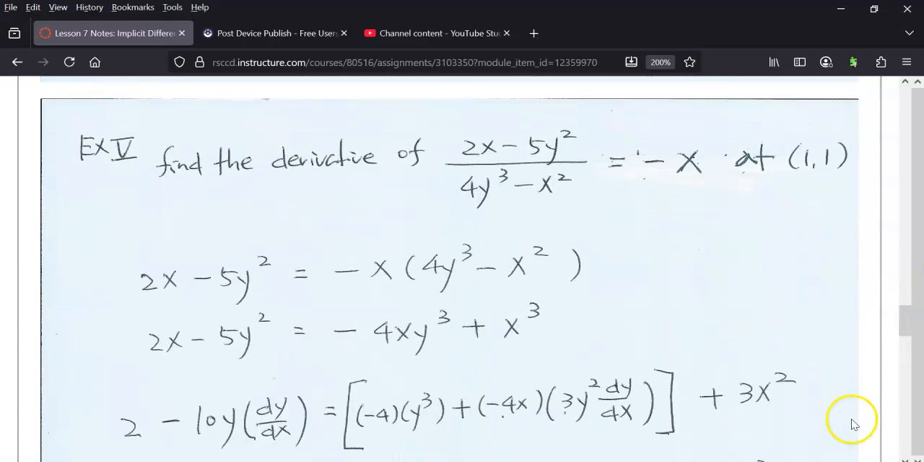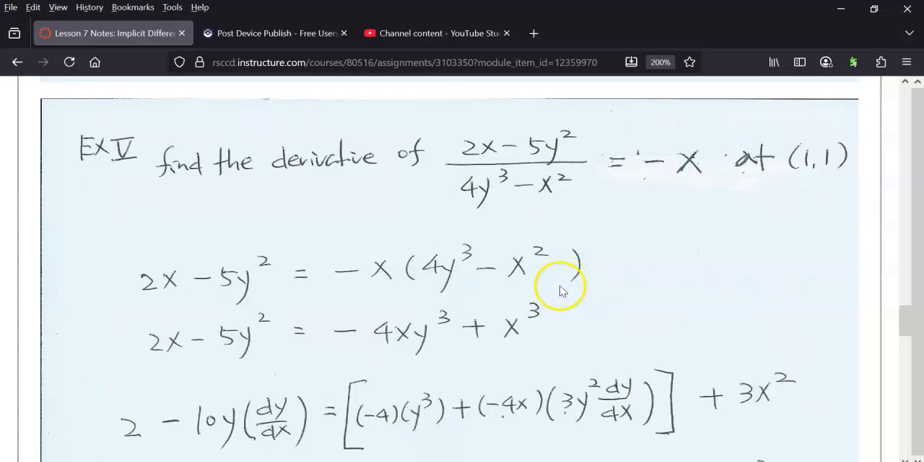Okay, here's another similar example. You have a quotient here: the derivative of (2x minus 5y squared) over (4y cubed minus x squared) equals negative x. So the first thing I'll probably do is cross multiply. That makes things a lot easier than trying to do the quotient rule. You could take the derivative as a quotient rule, but it's probably easier to cross multiply. Put negative x over 1 here. Then when you cross multiply, this is what you end up with.